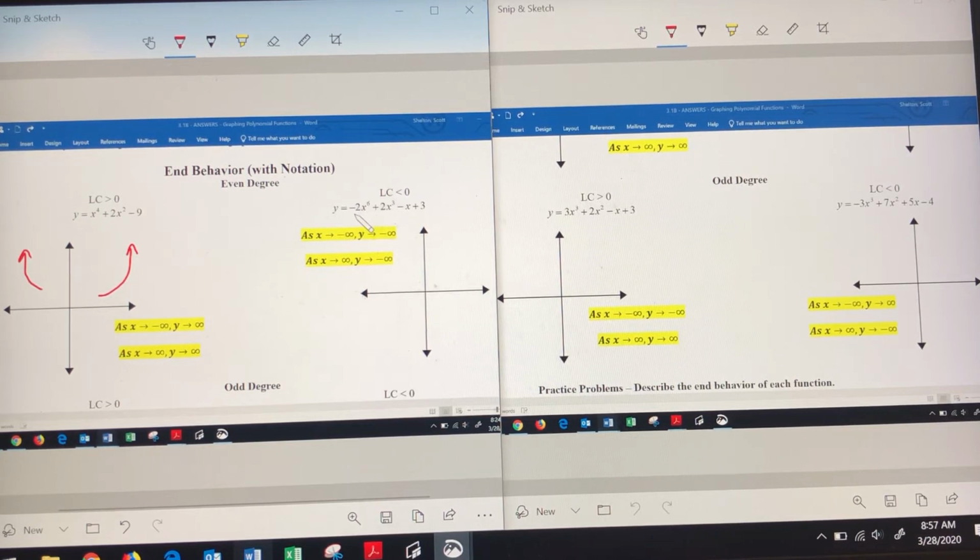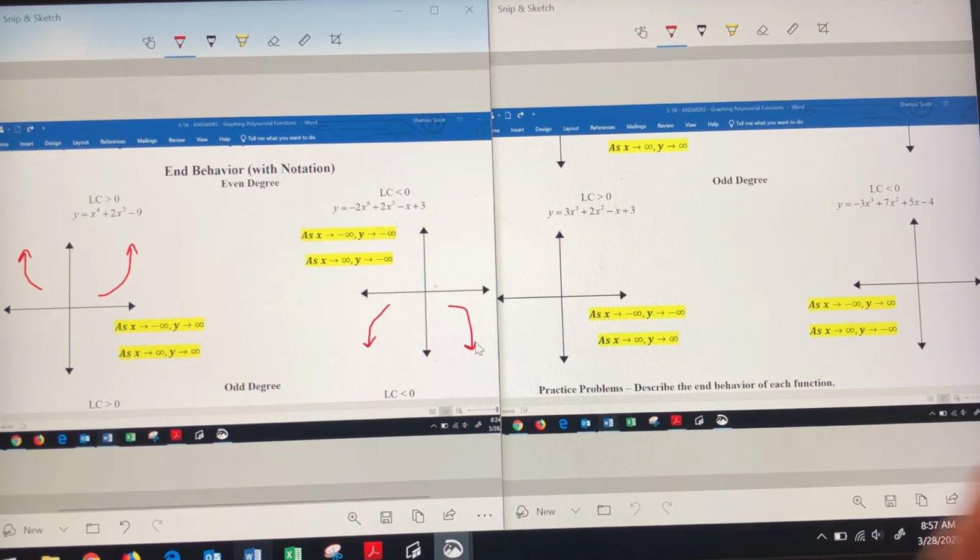The leading coefficient is -2. So just like with parabolas, if you've got a negative coefficient, we would say it opens down. So as x approaches negative infinity, y does the same. As x approaches positive infinity, y approaches negative infinity.